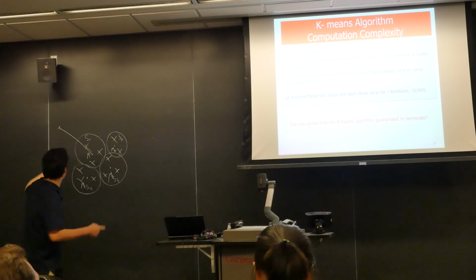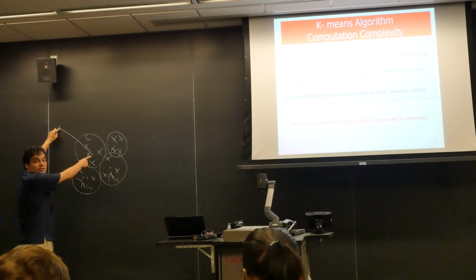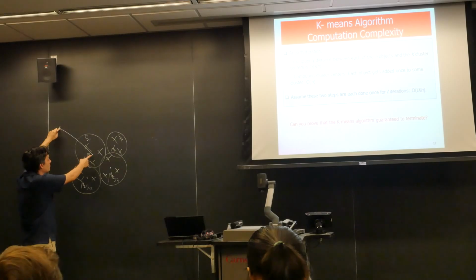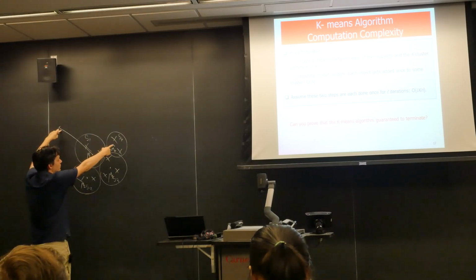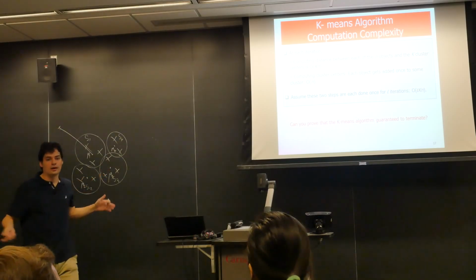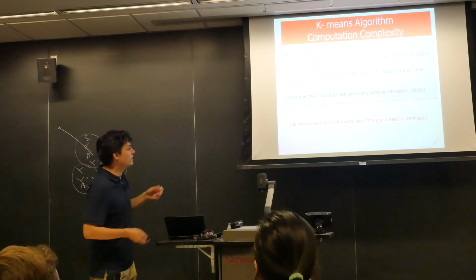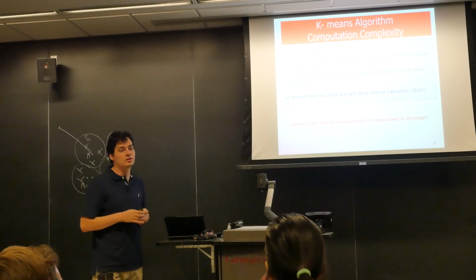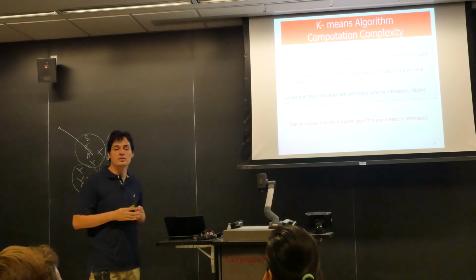You just need to compute for each instance what's this Euclidean distance, this Euclidean distance, this Euclidean distance, and this Euclidean distance. And that's why it's big O of K N. So that's all we need from Voronoi diagrams.